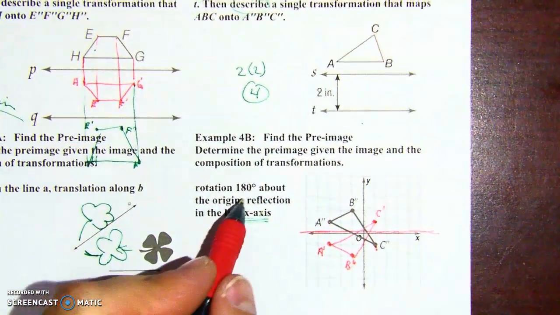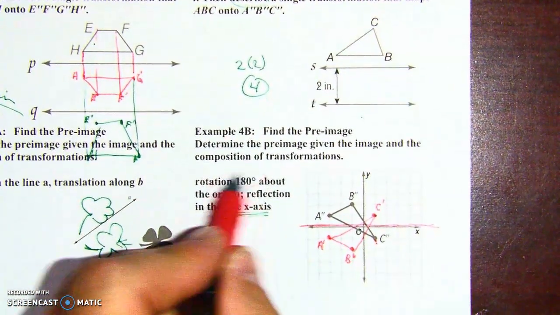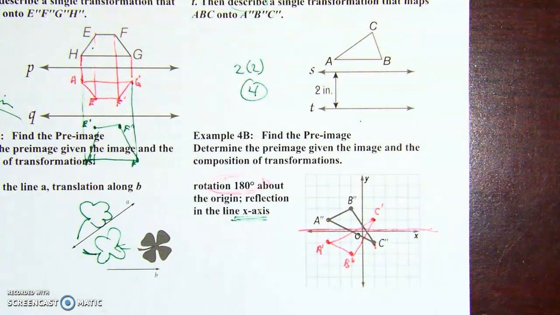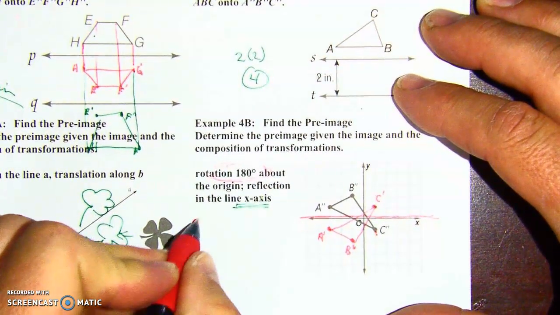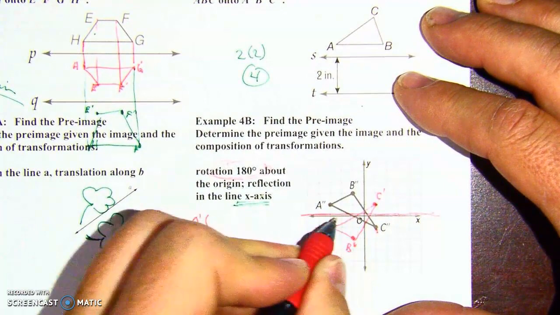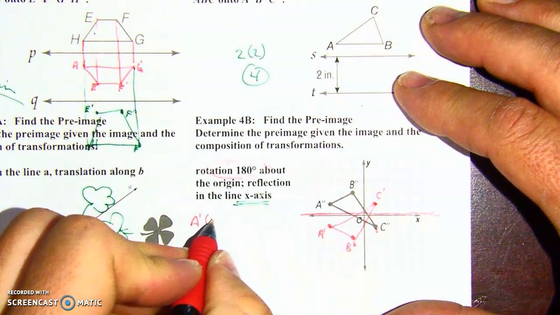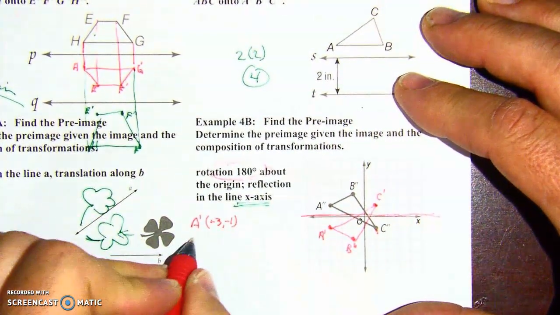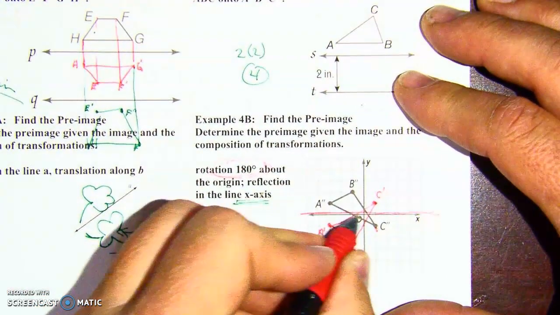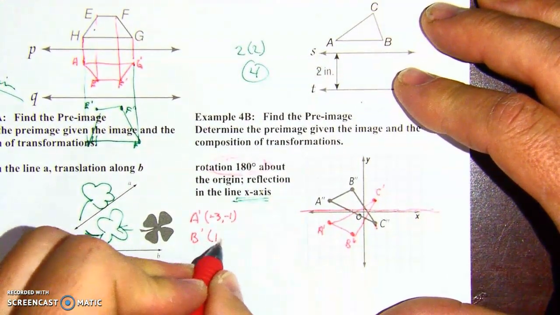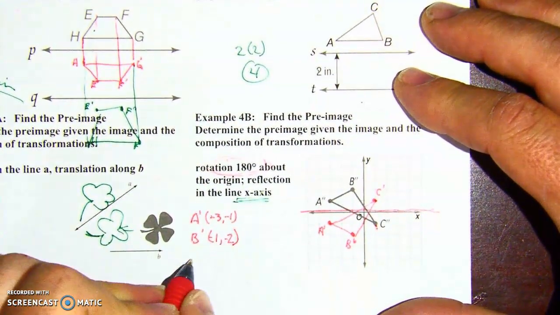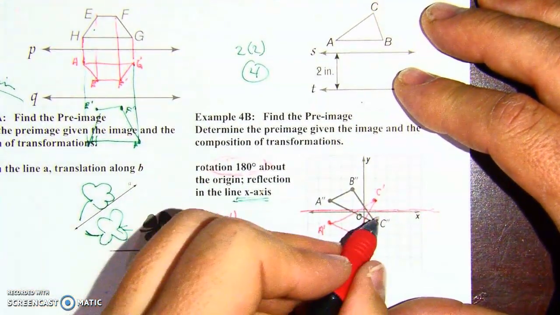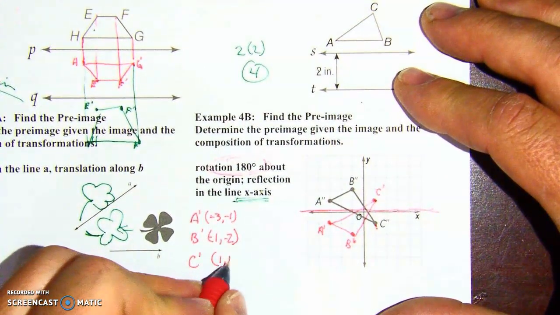Now, it's important because the next part is we're talking about a rotation of 180 degrees. So with that being said, it's probably good that we write down our coordinates for each one of these. So let's start with A prime, which is at 1, 2, 3, 1. So we're going to go -3, -1. B prime is -1, -2. And C prime is 1, 1. That makes it really nice and easy.